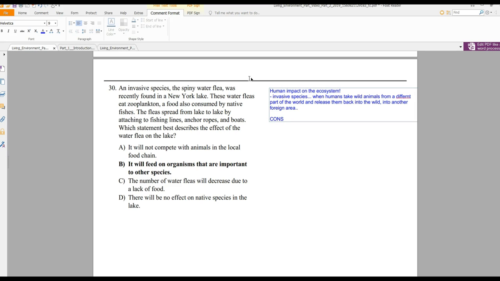There's a lot of cons. The invasive species can become a new predator. It can wipe out current species because it's overpopulating. And the area has reached its carrying capacity. Carrying capacity is the amount of resources available in an area for a certain number of living things.